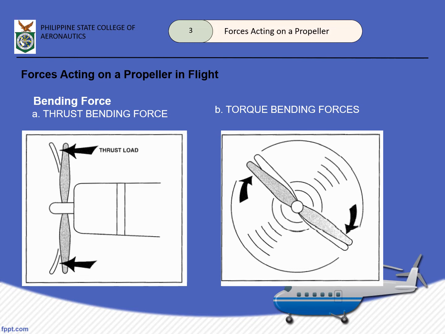Okay? Now, the second one is torque bending forces. As you can see in the photo, it occurs as air resistance opposes the rotational motion of the propeller blades. So this force tends to bend the blades in the opposite direction of our rotation, as you can see evident dun sa ating picture. So let's say it's rotating counterclockwise. So there is a force then na nagbe-bend ng ating blades in the opposite na rotation. So that's it for our bending forces.